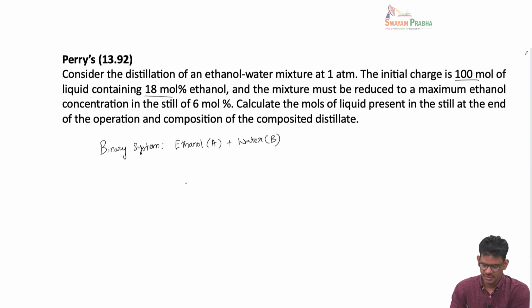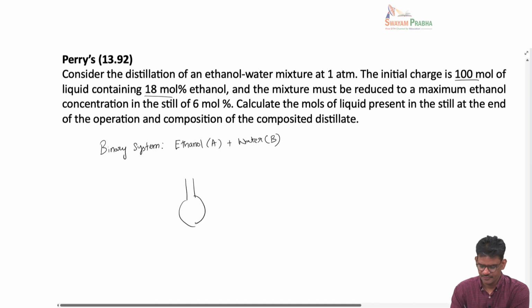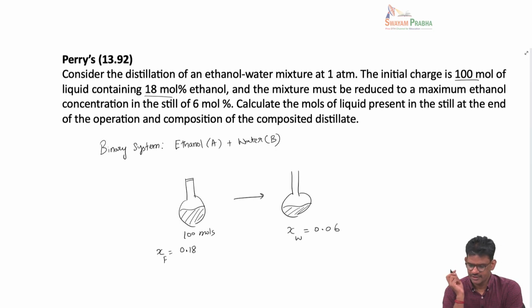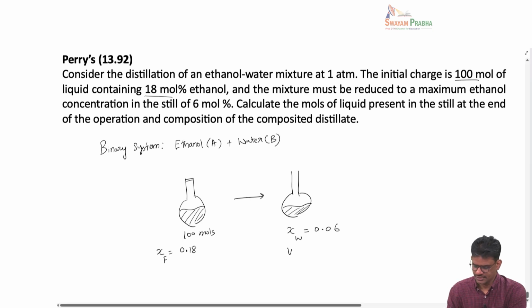Okay, so that means let's say you start with the distillation column, and this initially contains 100 moles with mole fraction XF of 0.18, and you want to do differential distillation to get a liquid mixture such that here XW should be 0.06. So the question is to calculate the moles of liquid present. We don't know how many moles of liquid are present here at the end of the operation, and the composition of the composite distillate.